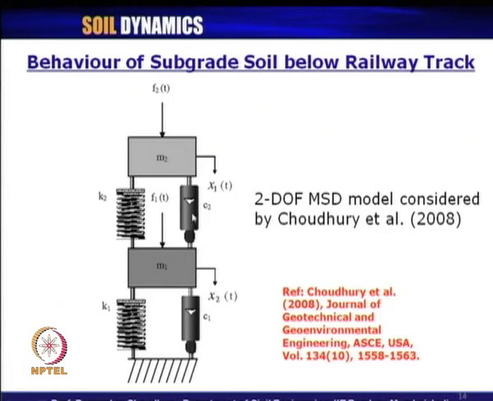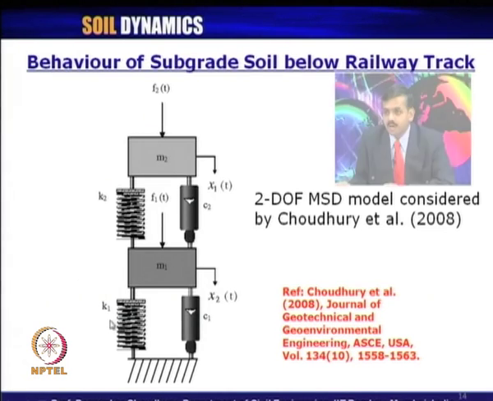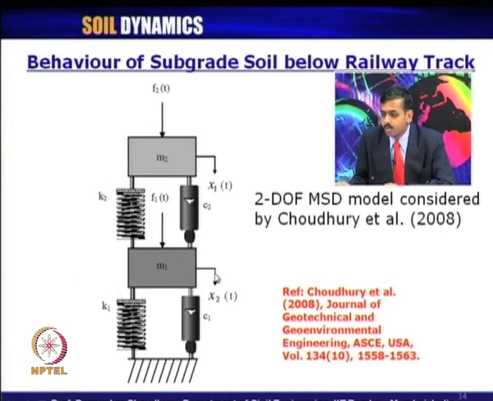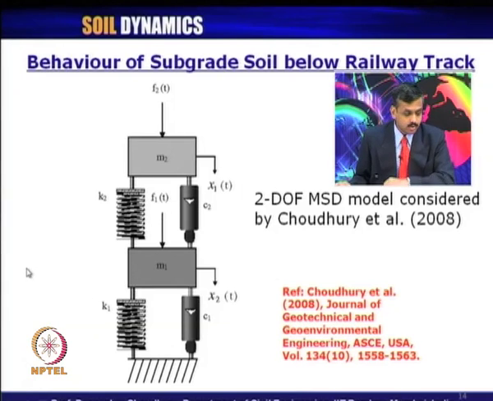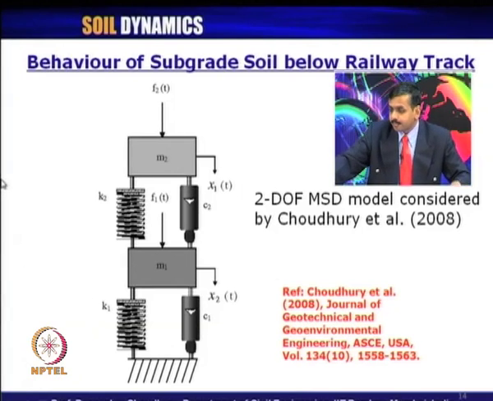had considered the damper C2 and the stiffness K2 for the ballast material, and then C1 and K1 are the damper and the stiffness for the subgrade soil layer. So, the 2 degrees of freedom are this one, x1 and x2, and these are the applied dynamic loads acting on the railway track system, which can also be calculated easily.